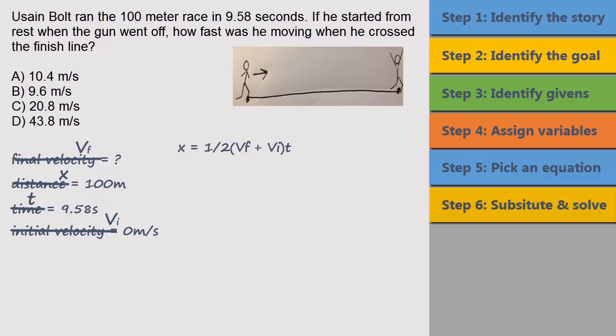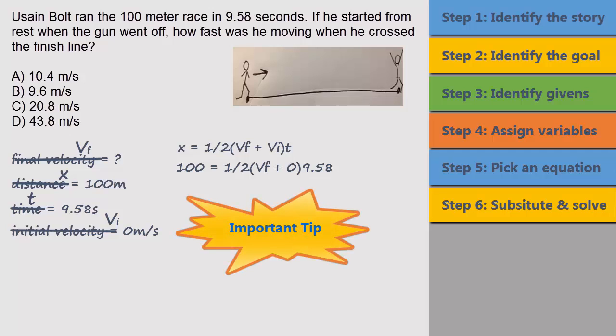We're at step 6, substitute and solve. Rewrite the equation substituting your givens for variables. When you're doing the substitution, make sure all your units are consistent. For example, if you have a speed in meters per second and a distance in feet, convert the distance to meters before you substitute it.